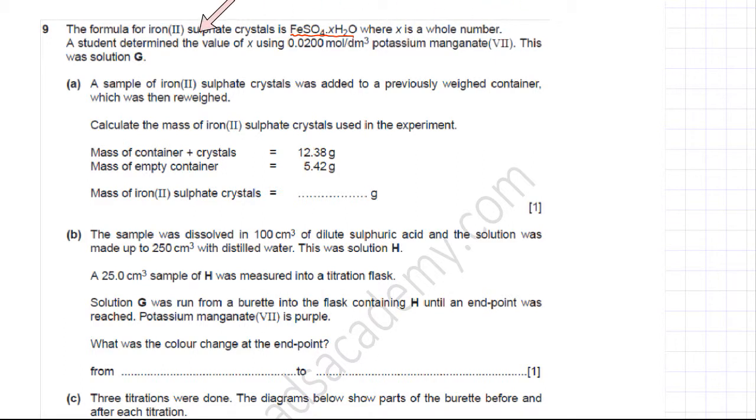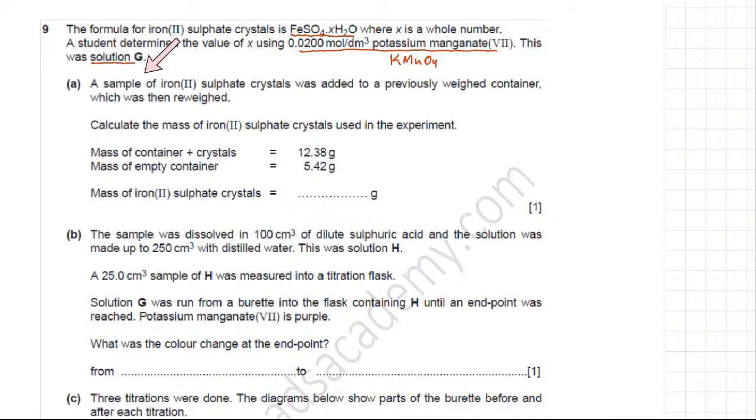So a student is asked to determine the value of X using 0.02 mole per decimeter cube potassium manganate(VII), which was called solution G. This is KMnO4. Potassium manganate is KMnO4, and it's a very powerful oxidizing agent. So this titration is a redox titration.